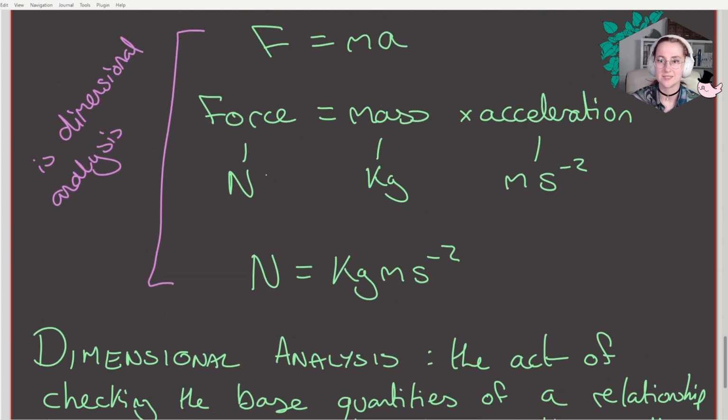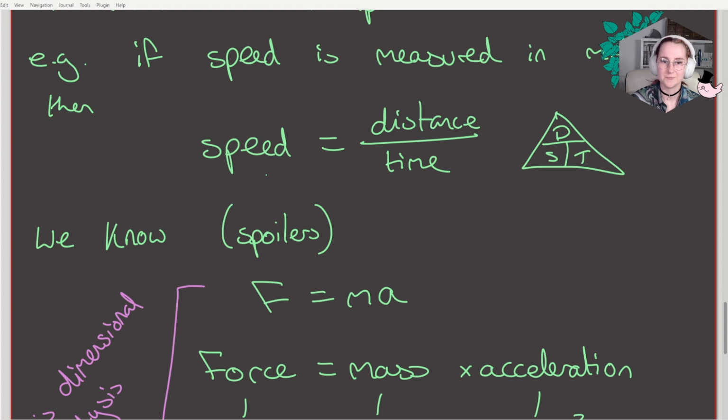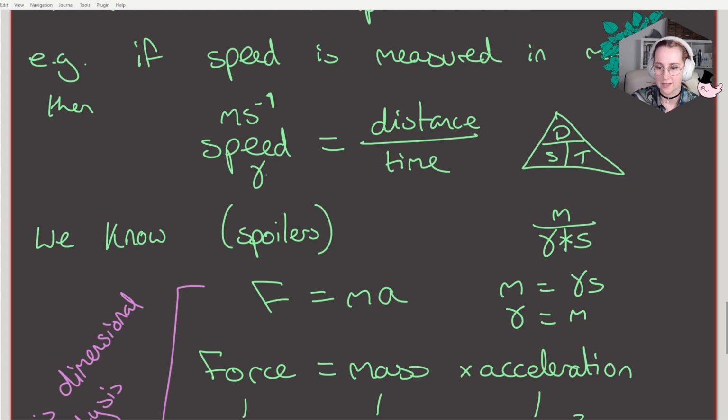So in the same way, up here, if instead of speed being measured in meters per second, I measured it in gammas, then I'd have this relationship, right? Where I could say that an M is a gamma S, I could say a gamma is an M S to the minus 1, and I could say an S is an M gamma to the minus 1. All of those relationships are true.